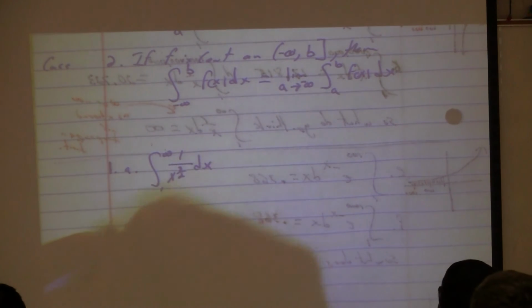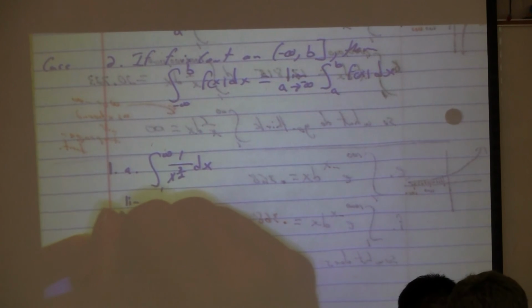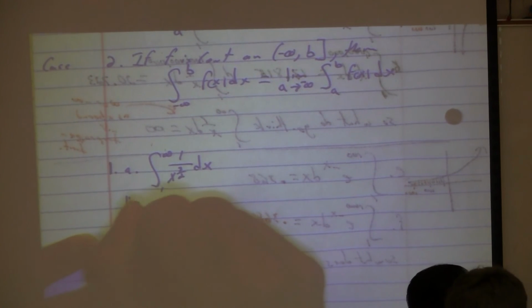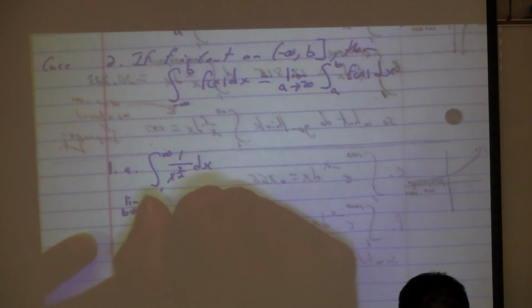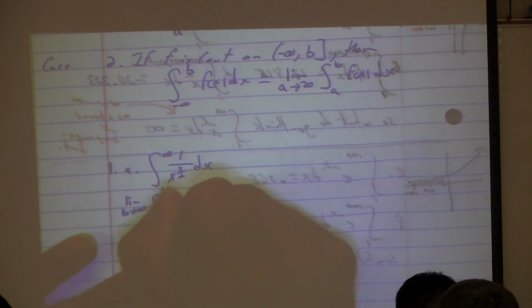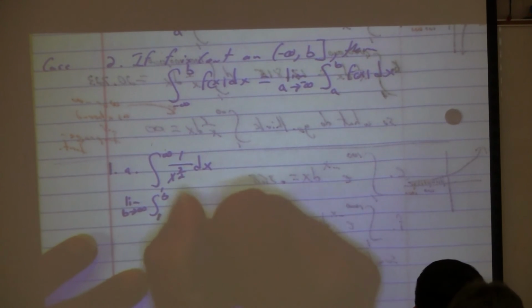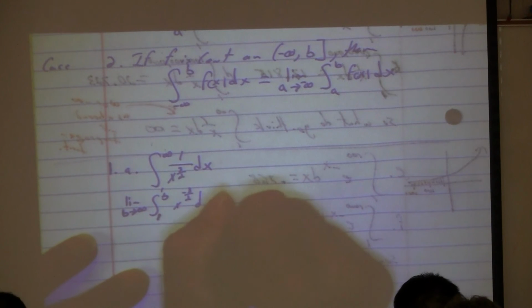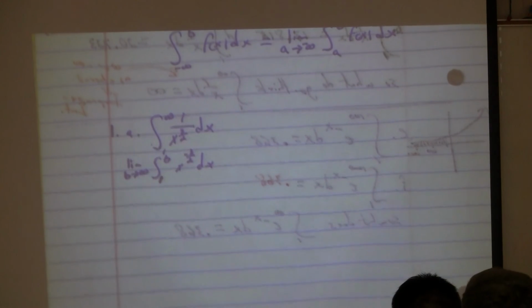Okay, so what's the formula to work this guy out? The limit as b goes to infinity of the integral from 1 to b. Can we rewrite this to integrate it easily? Yes. x to the negative 3 over 2 dx. Alright. So far so good.